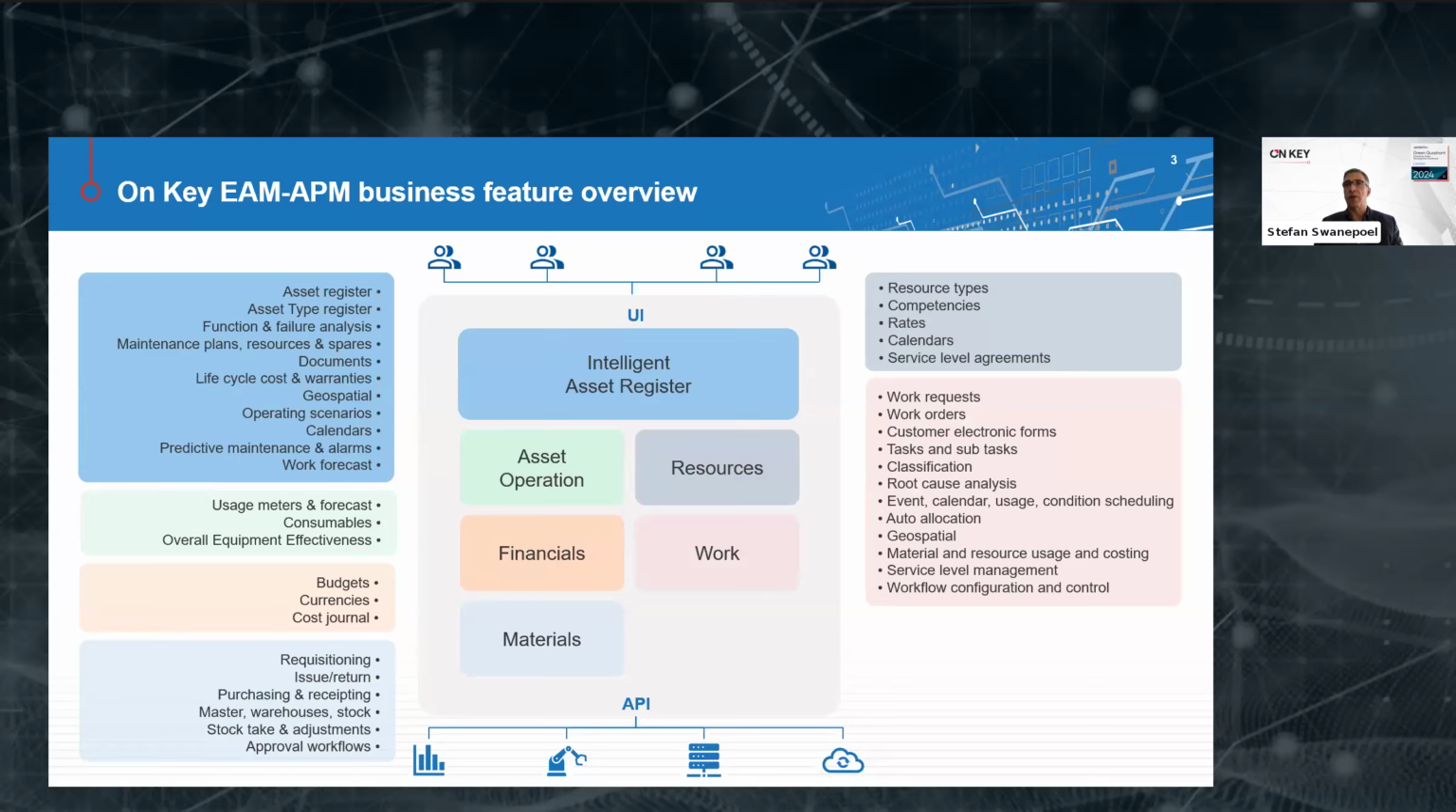So incoming work requests, work orders, everything to do with getting work done, from electronic forms that could be used for permits and risk clearance forms, etc. The tasks that need to be executed, root cause analysis. You can see there's a whole bunch of those items there.